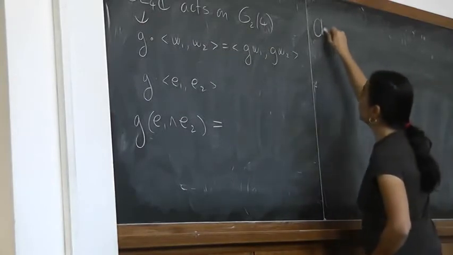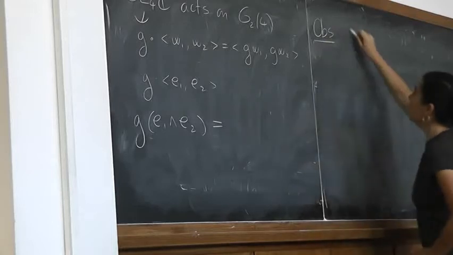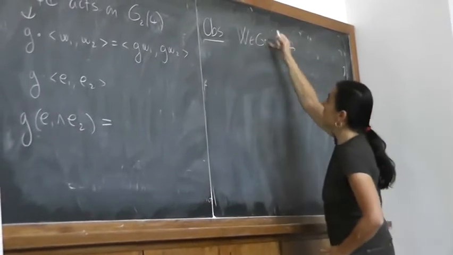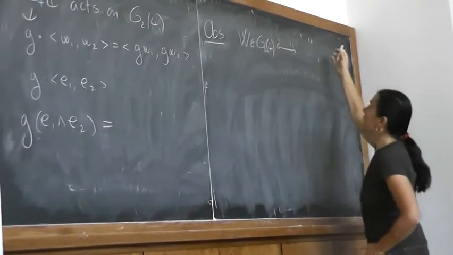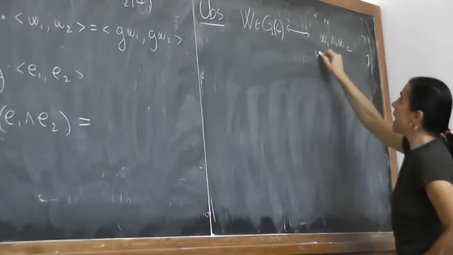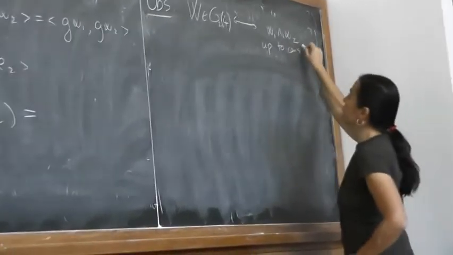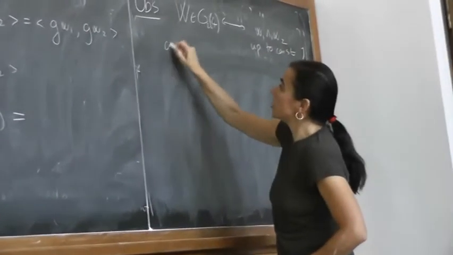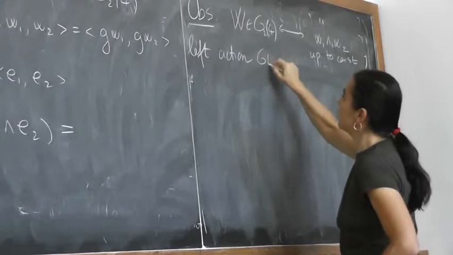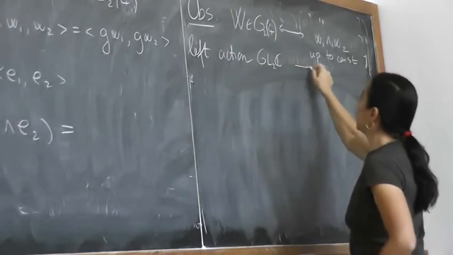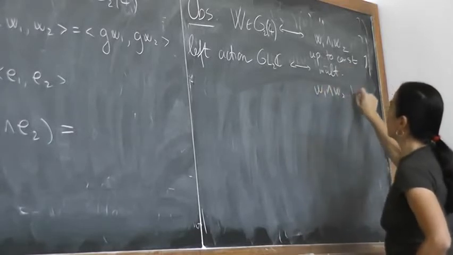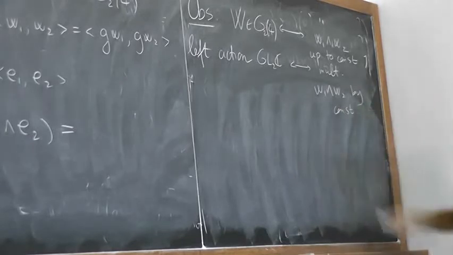So the observation coming from Marta's question is the following, that the correspondence between elements in the Grassmannian G24 and this W1 wedge W2 is a correspondence up to a constant. What do I mean? I mean if you change the basis, so if you do the left action of GL2C, you multiply by a constant.